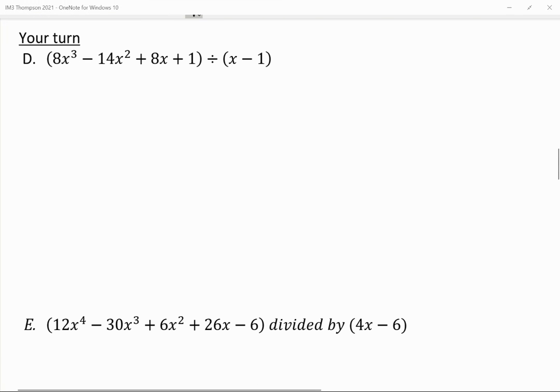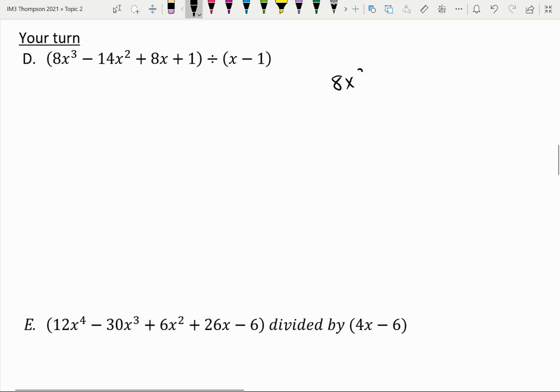Okay, so I'm going to go ahead and work this out. Hopefully you took the opportunity to try this problem. If you did it correctly, your remainder should be 3. Then I'll go ahead and work it out here for you to check your work.